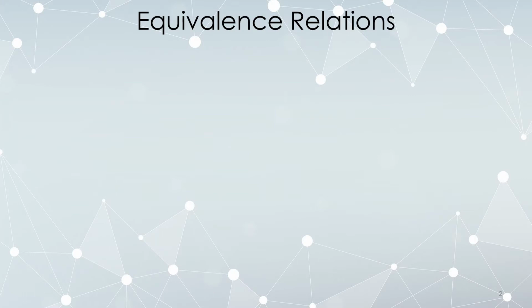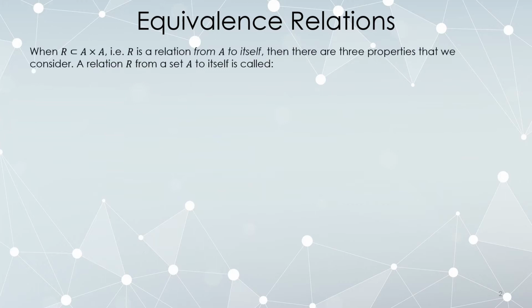When we talked about relations, we mentioned there were certain types of relations that we were going to consider, and the one that we look at now is what's called an equivalence relation. When R is a relation from a set A to itself, notice that this now has the same set in both spots for the product set. If there are three additional properties that are satisfied, we're going to call it an equivalence relation.